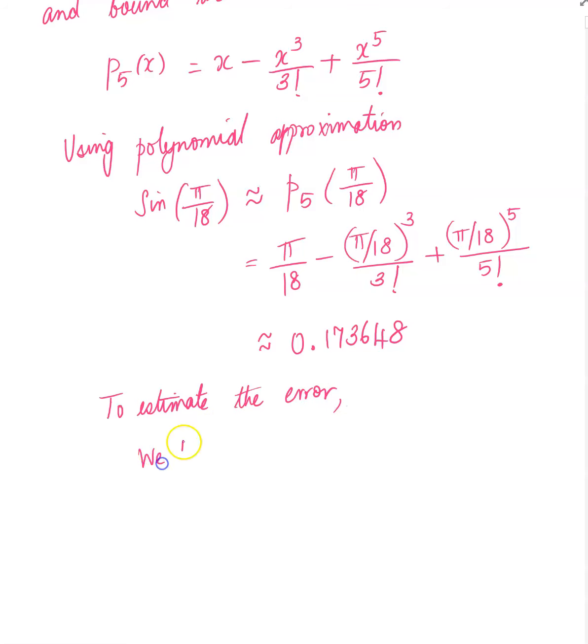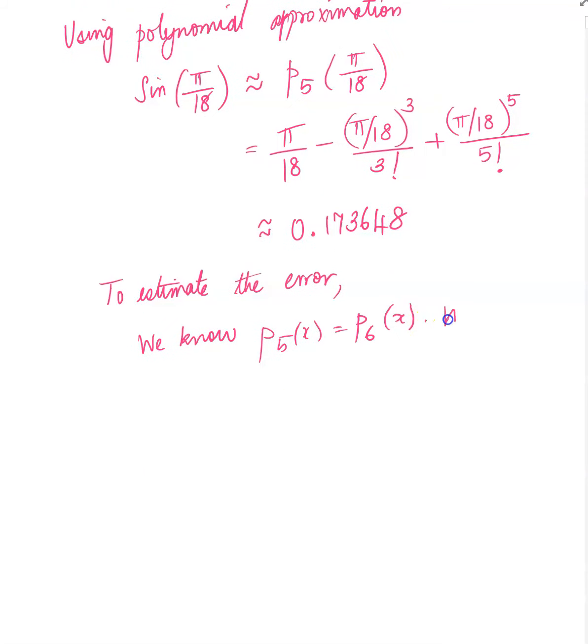We know that P5 of x is equal to P6 of x, right? We've seen that before. So let's call upon that to calculate a bound on R6, because remember you want the n plus 1. Your n here, the focus is 5, so 5 plus 1 is 6. So you're focusing on 6. So R6 of pi over 18, that's what you're trying to find the bound for.